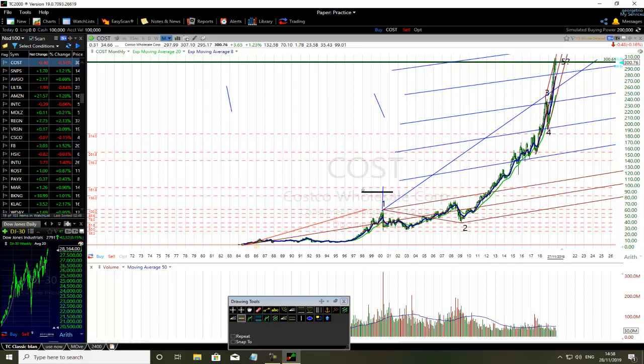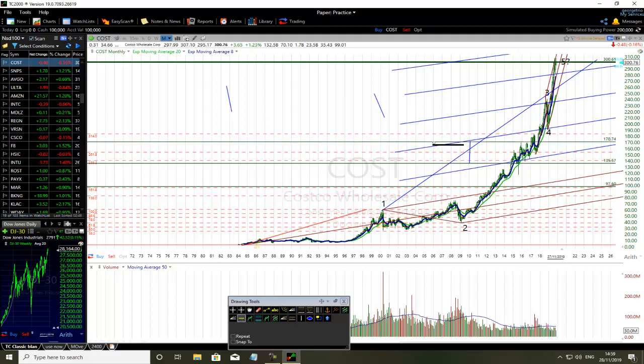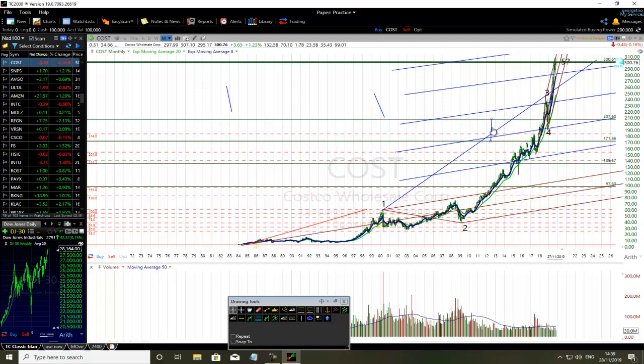So this is just an Elliott wave analysis of Costco. The stock is not "cost", in fact, it's Costco. I'm using the ticker COST. So you can do this also, to spot the hot spot trading zones. Horizontal line, horizontal line.